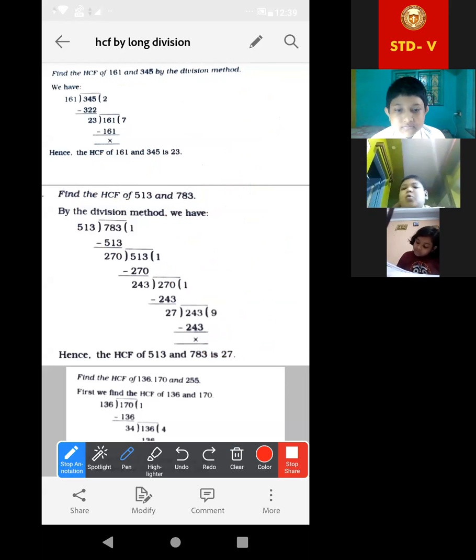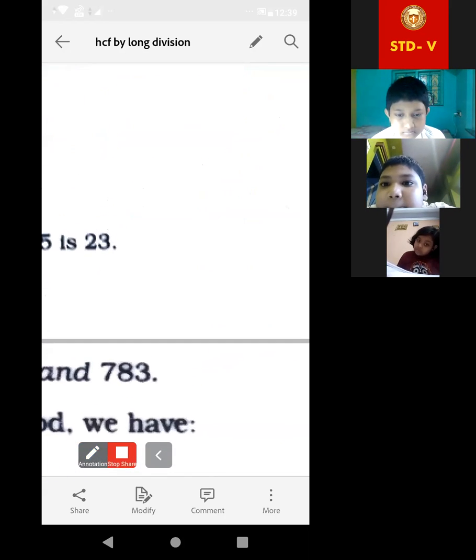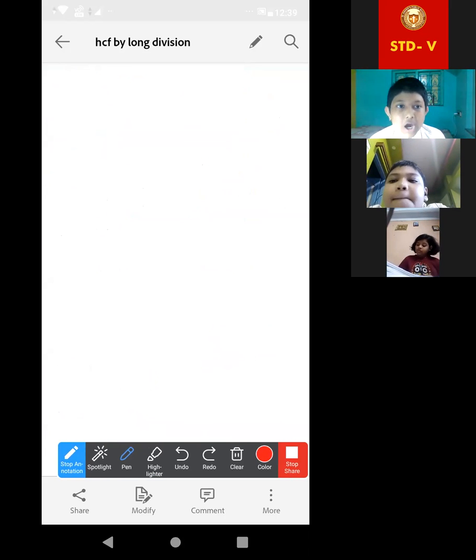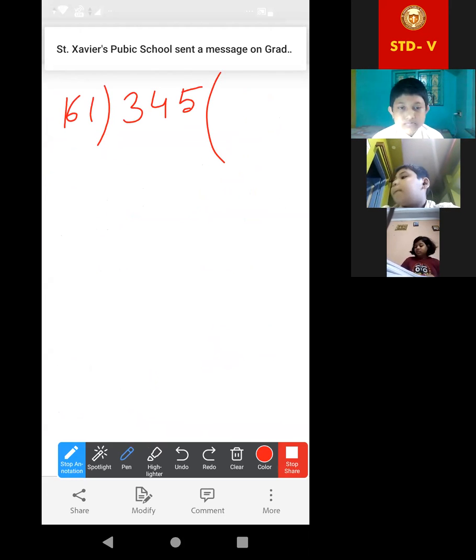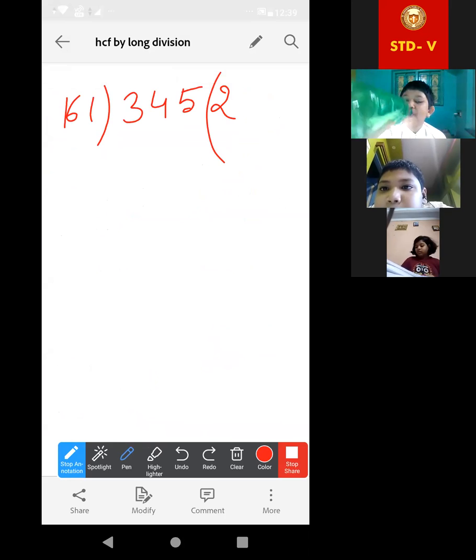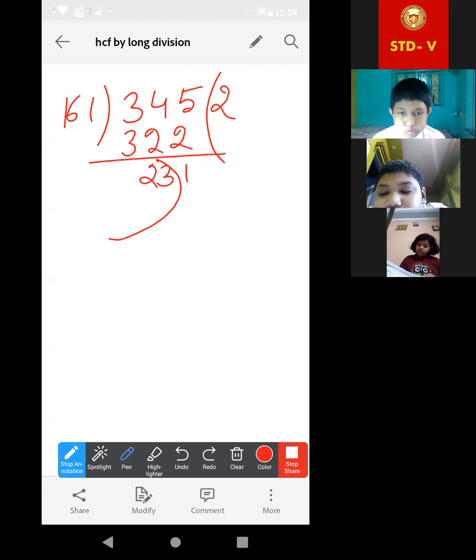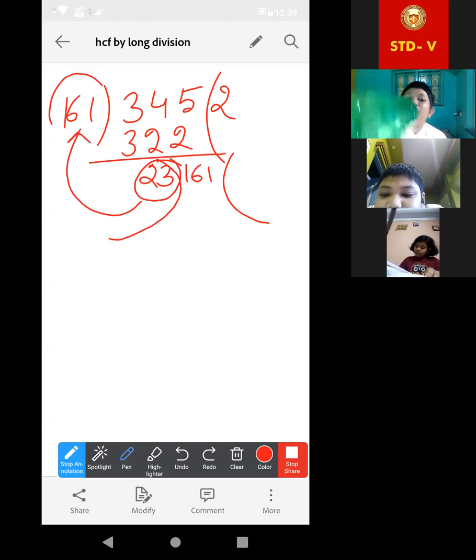Again, I am showing you the full thing. Look at this. It is 345 and 161. We have to divide this. By 2, we are doing this 322. Then it is 23. Now by 23, we have to divide 161. The same thing. By this remainder, we have to divide this one. The same process we have to continue until we are getting 0 as the remainder.